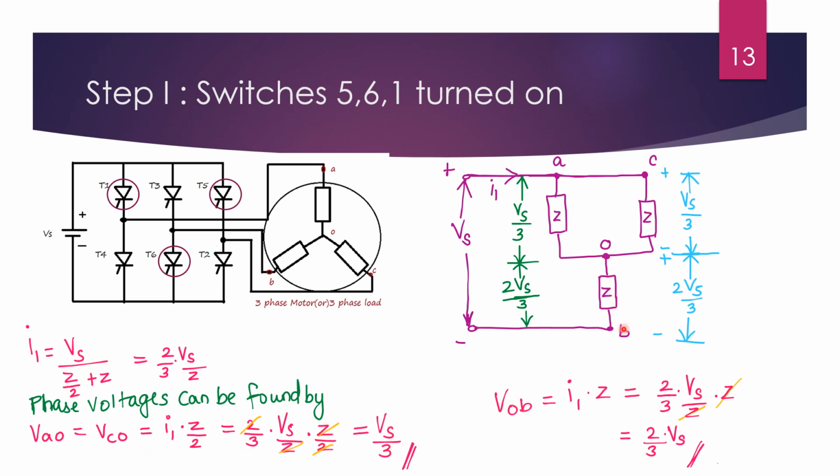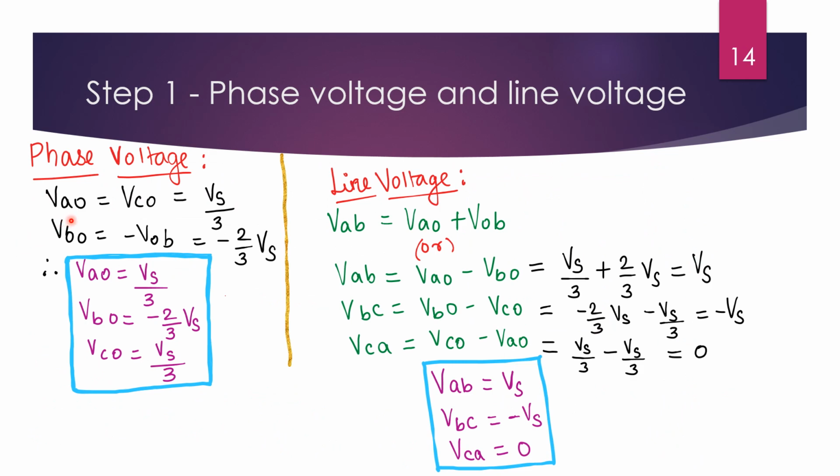And it is between the neutral and the B phase, which is V0B, again equivalent to I into Z, which is equal to 2 by 3 Vs. So recollecting the phase voltages, VA0 and VC0 equal to Vs by 3, we obtained V0B, which is exactly opposite to VB0. So V0B, what we have obtained, was 2 by 3 Vs. When we rewrite it as VB0, it becomes minus 2 by 3 Vs. So these are the phase voltages obtained: VA0, VB0 and VC0.